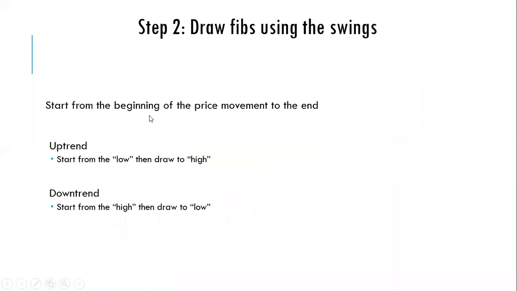So, kung magdodraw ka ng fibs, you start from the beginning of the price movement towards the end of that price movement. So if it's an uptrend, you start from the bottom, drawing upwards. Kung downtrend ang market, you start from the high and then you draw downwards naman. So kung magsasabayan mo yung pagdrawing.